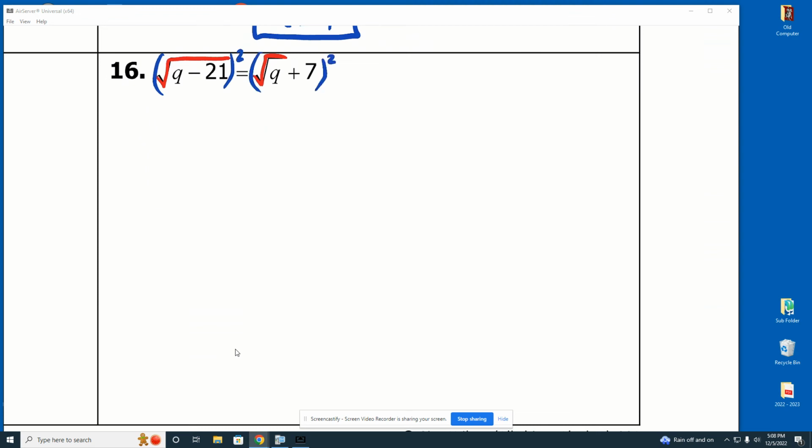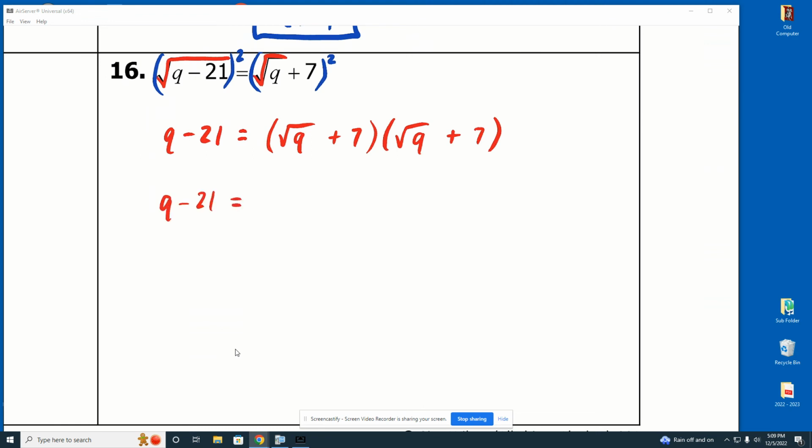Now, on the left side, no biggie. Your q minus 21 just drops straight down. But on the right side, once again, kind of like the problem above, the square root of q, and then outside of that plus 7. Because that plus 7 is not underneath that radical, you can't just let the square root and the squared cancel and everything come out as q plus 7. So you've got to take the square root of q plus 7 and multiply it by the square root of q plus 7. Let's leave q minus 21 alone at the time, and let's go over here and do this.